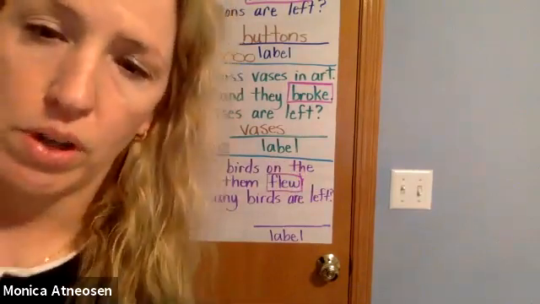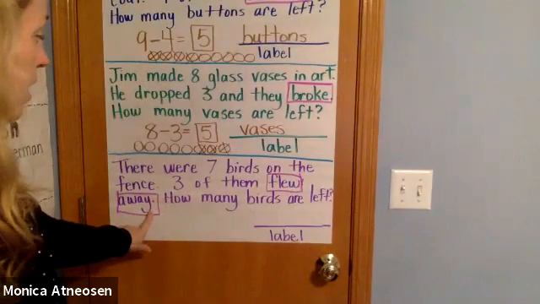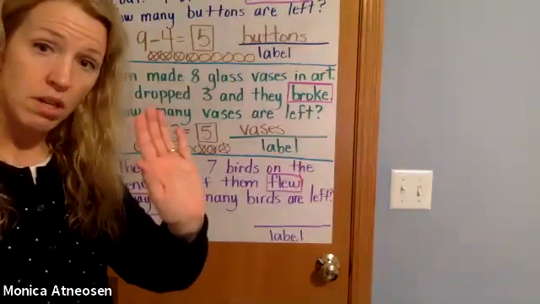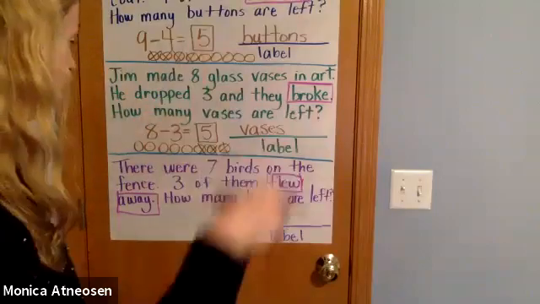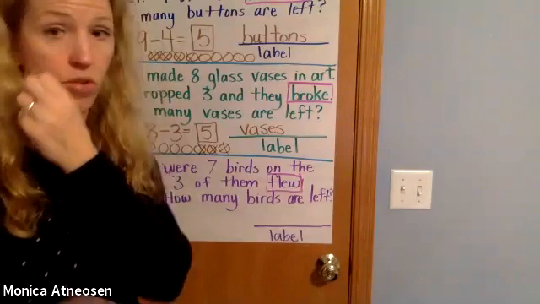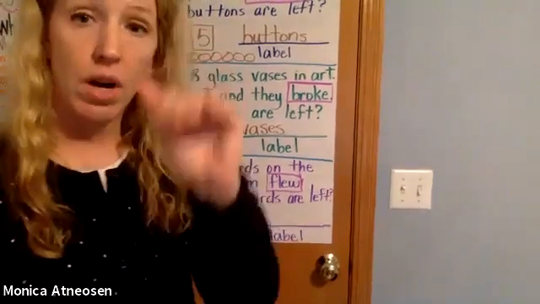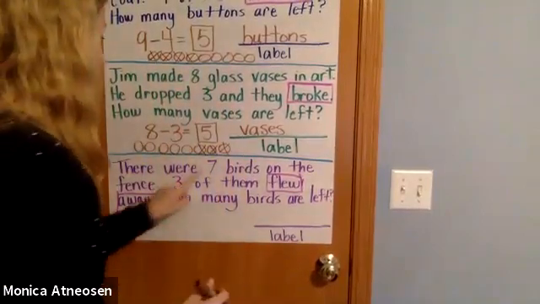I'd like you to do that when you're working on your story problems too. They flew away. That tells me they went bye-bye. They're gone. How many birds are left? So we're thinking about those words. The words let us know we're doing a minus. We go on to our equation, step 2.